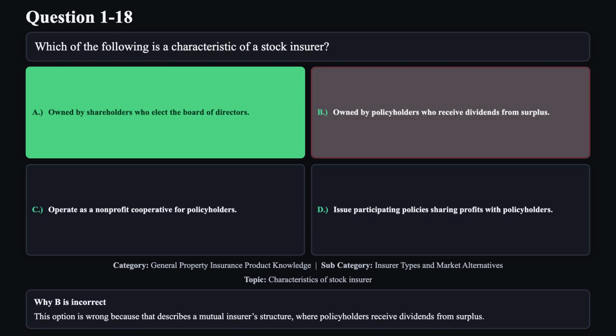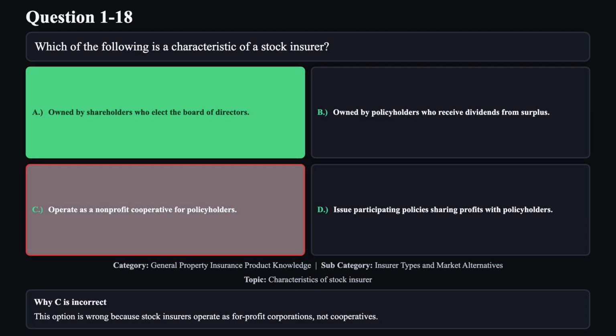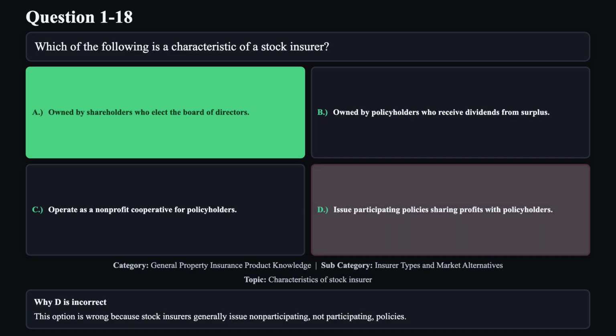Reason B is not correct. This option is wrong because that describes a mutual insurer's structure, where policyholders receive dividends from surplus. Reason C is not correct. This option is wrong because stock insurers operate as for-profit corporations, not cooperatives. Reason D is not correct. This option is wrong because stock insurers generally issue non-participating, not participating policies.